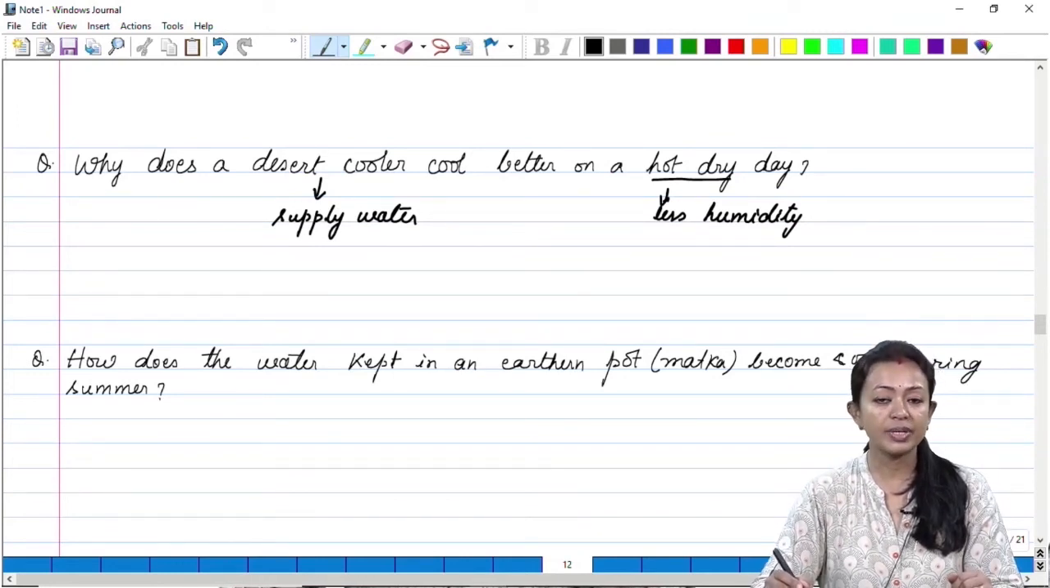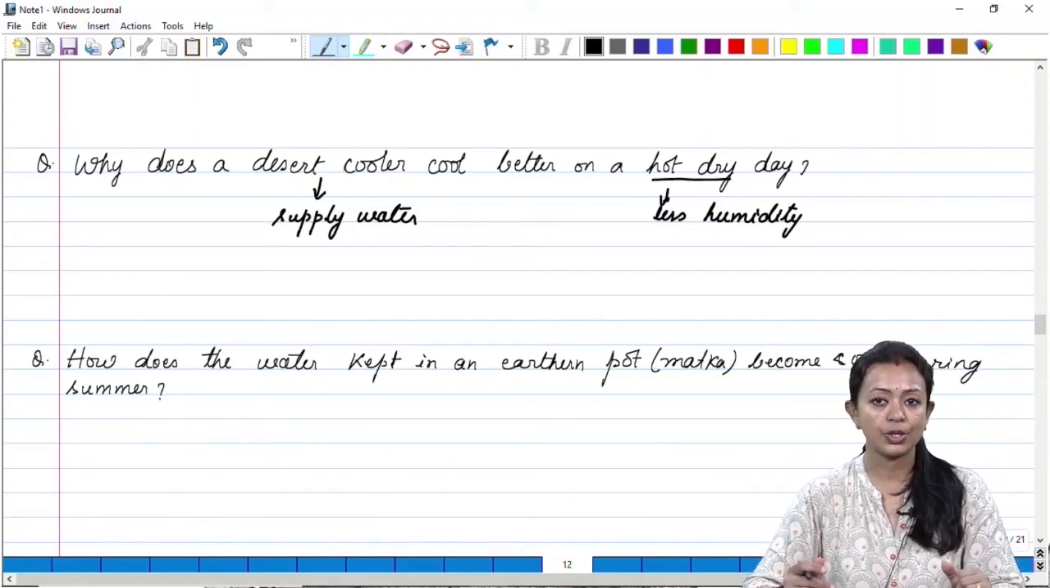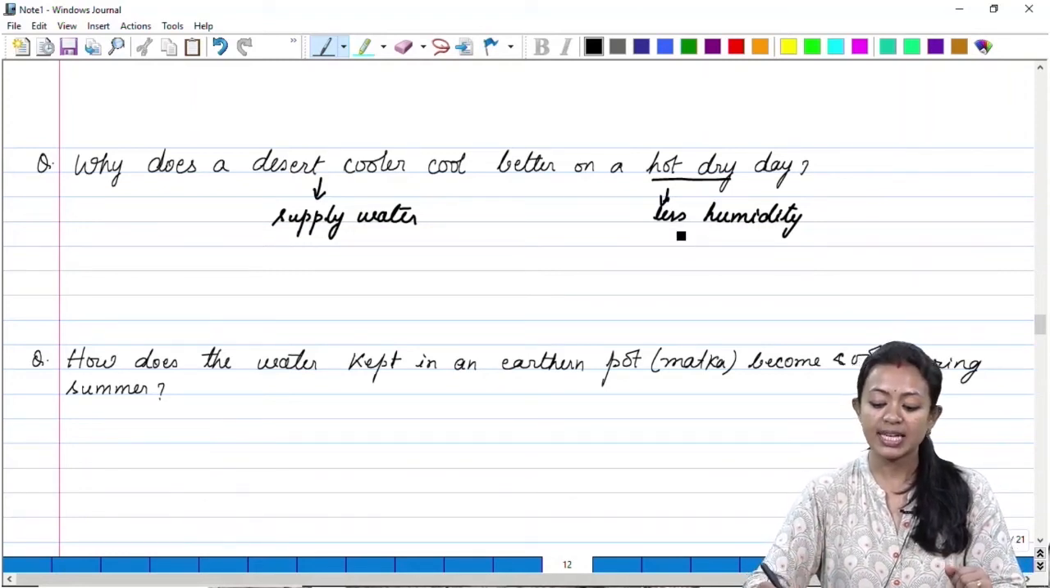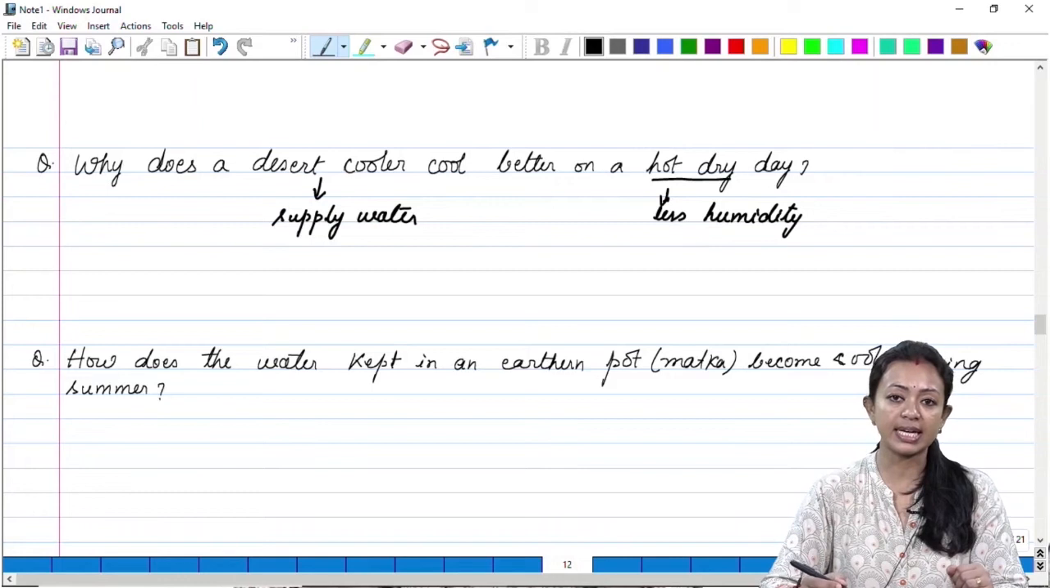So as the level of humidity is less, the rate of evaporation is going to increase, and thus we know that evaporation also results in cooling effect. Why does it result in cooling effect? Because it absorbs the energy from the surface so that it can convert itself from the liquid state into the gaseous state. So as the level of humidity is very less, the rate of evaporation will increase and it will result in better effective cooling.